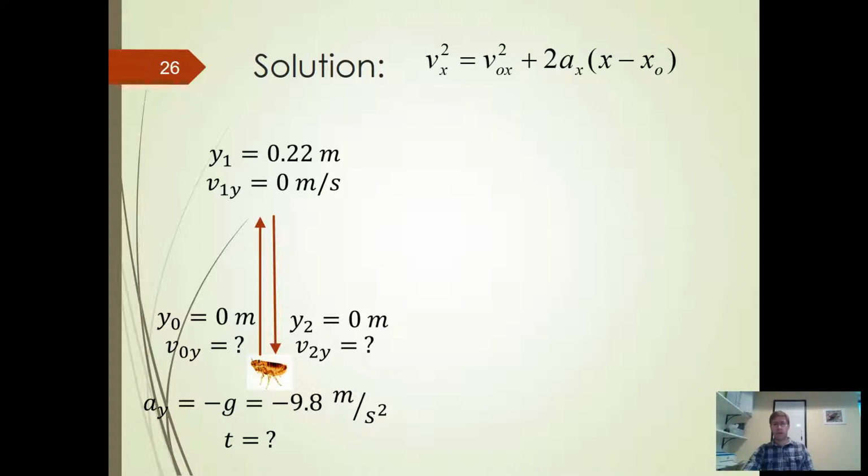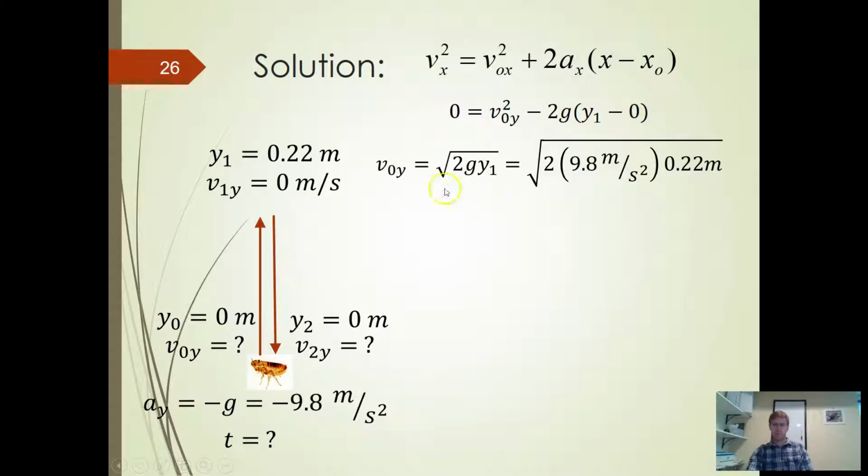I decided to start by looking at my initial vertical jump, just from where I started to the peak. Since I know information about the peak, I don't know about time, so I choose my equation that doesn't depend on time. I know my final velocity up at the top is 0, so 0 squared is 0. My y1 is 0.22 meters, I know that. My acceleration is negative g, and then my initial position is 0. So from there I can solve for my initial velocity.